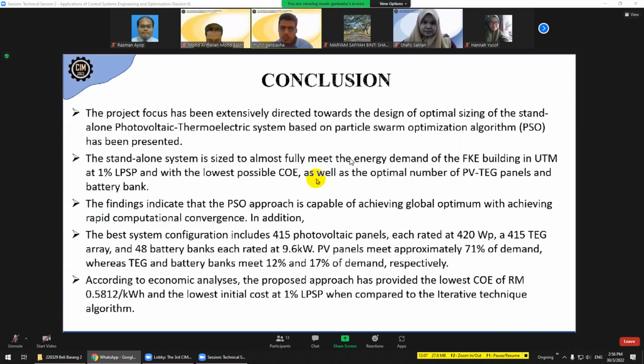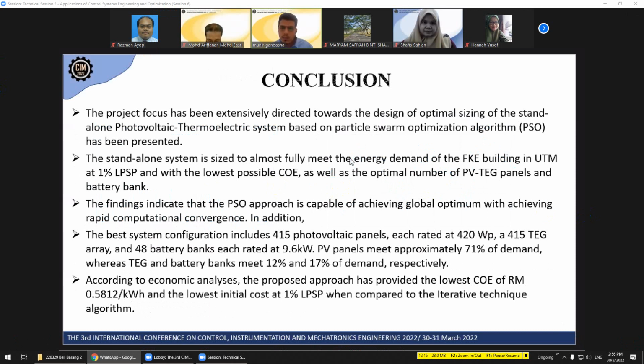The system used meets the energy demand for the target building at 1% loss of power supply probability and minimum cost. As the result, PSO is able to achieve the best design. The best system configuration included 415 panels, each rated 420 watt, with 48 battery banks, each rated 9.6 kilowatt. PV contributed about 71% of the demand. Thermoelectric generation meets about 12% of demand, and battery bank around 17%.